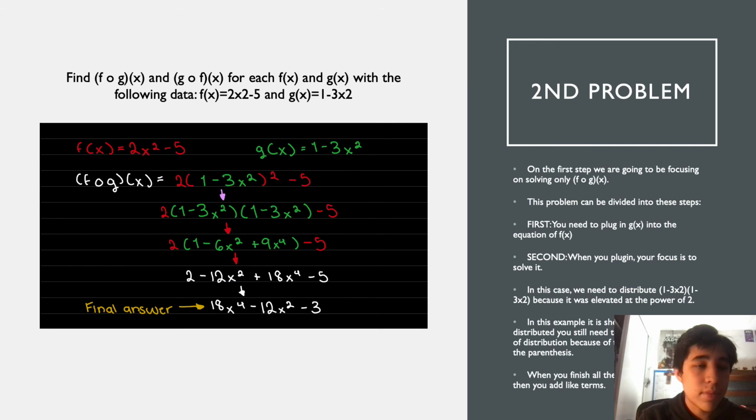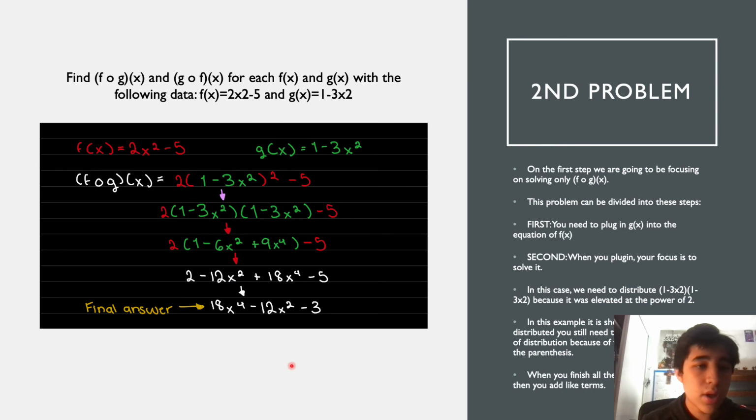The second problem: find f of g of x and g of f of x for each f of x and g of x with the following data. f of x equals 2x squared minus 5 and g of x equals 1 minus 3x squared. On the first step, we're going to be focusing on only solving f of g. This problem can be divided into these steps. First, you need to plug in g of x into the equation of f of x.